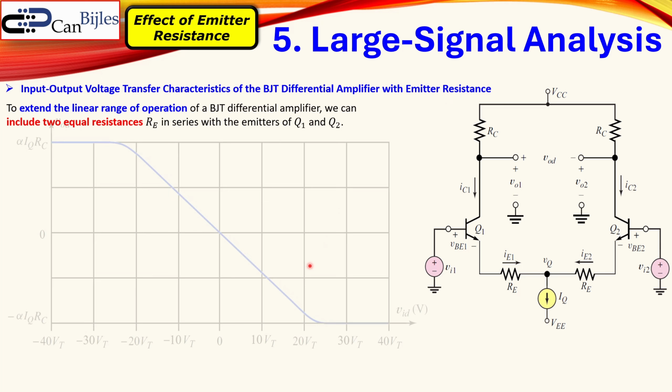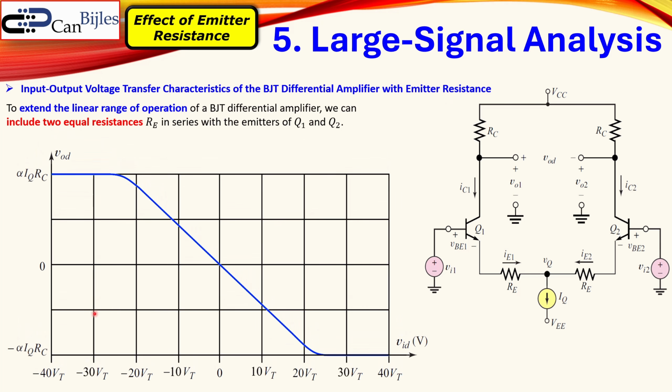Now for a specific case, we have a plot here, again our VID and VOD. In this case, we have chosen our resistance here as 40 times the VT over IQ. So we can calculate that by having a tail current value. We can say 40 times this 26 millivolts, again our thermal voltage, divided by our tail current, we have a value which is an RE. The larger this value is, the larger this linear region, but also the smaller our voltage gain.